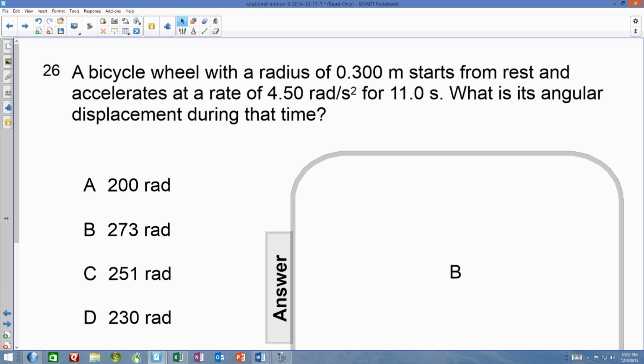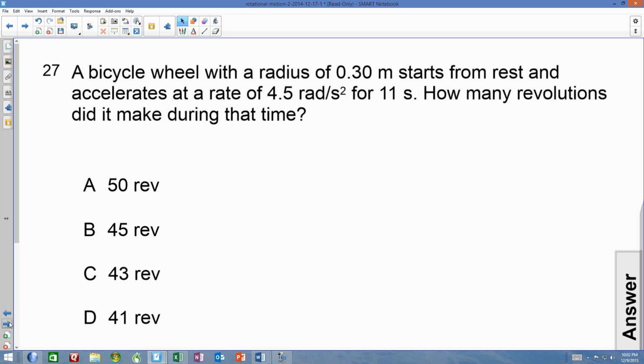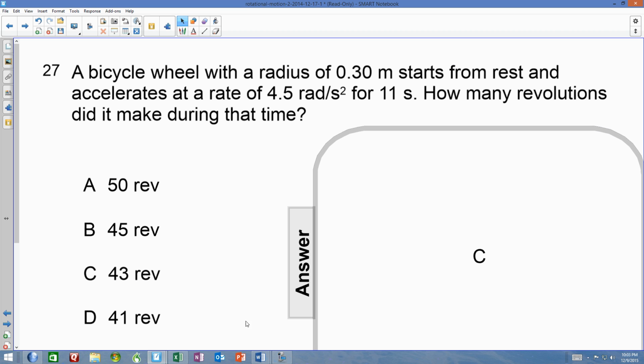A bicycle wheel with a radius of 0.30 meters starts from rest and accelerates at a rate of 4.5 radians per second squared for 11 seconds. How many revolutions did it make during that time? Go ahead and pause and see if you can solve this one. Let's see if you have the right answer. You should have gotten C, 43 revolutions.